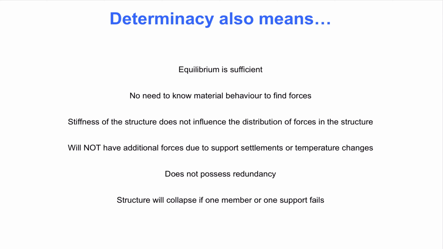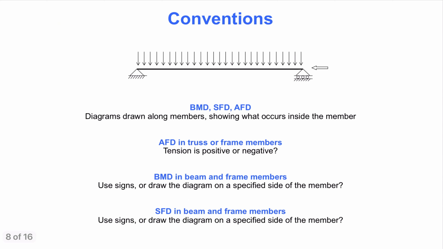Conventions for drawing the diagrams that show the internal forces in a structure is an important and sometimes contentious issue in structural analysis. Unfortunately, a multitude of choices are viable. It is vital for the person reading, say, a bending moment diagram that the convention is clear. First, let us be clear on the fundamental and general fact that all these diagrams are drawn along each member, showing what occurs inside the member.